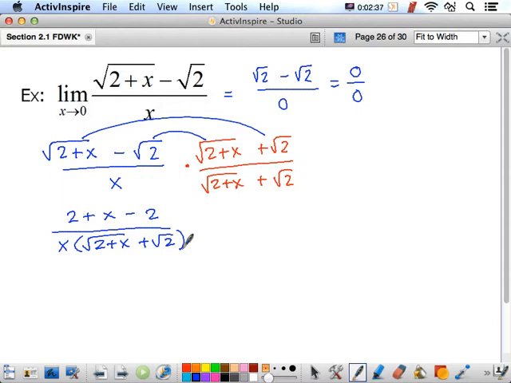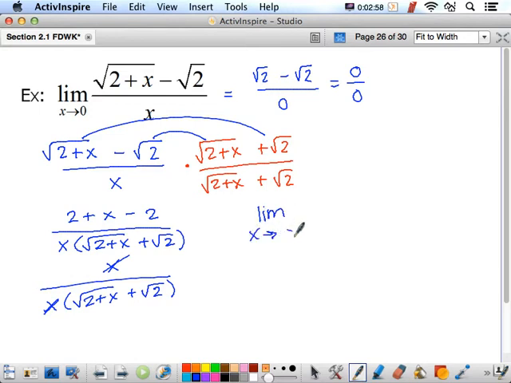So on top, 2 minus 2 is 0, and that just leaves me with x over x times the square root of 2 plus x plus the square root of 2. And then finally, we can cancel those x's. An x on top and an x on bottom will simplify to leave me with what new function? 1 over the square root of 2 plus x plus the square root of 2. So there's my new function.